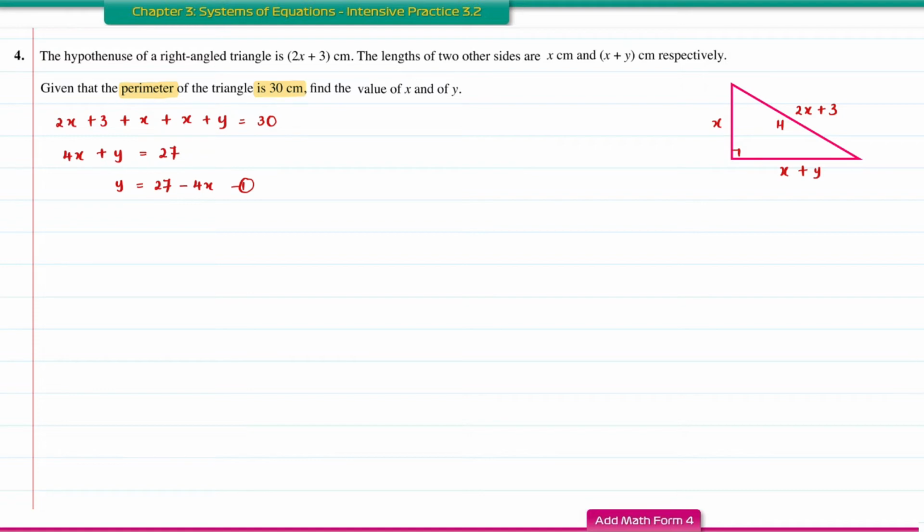Now for my equation number 2, as this is a right angle triangle, we can use the Pythagoras theorem. In the Pythagoras theorem, it states that a squared plus b squared equals c squared. The c here is the hypotenuse, the longest side in the right angle triangle. The other two sides will be a and b, right? So we're going to use this to form another equation. So it's going to be x squared plus x plus y squared equal to 2x plus 3 squared. This will be my equation number 2.